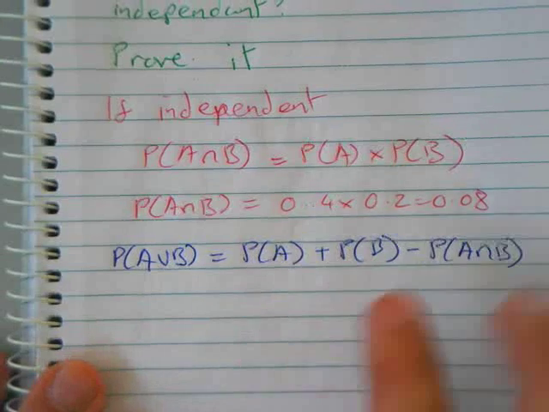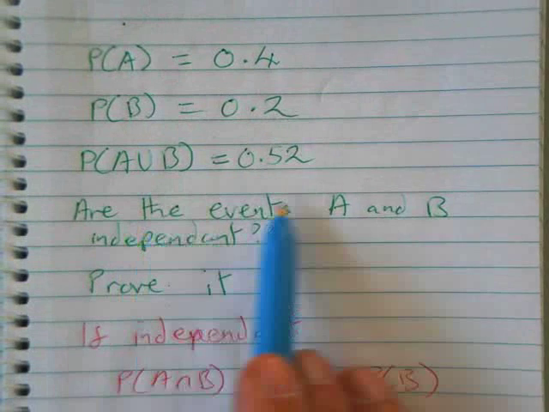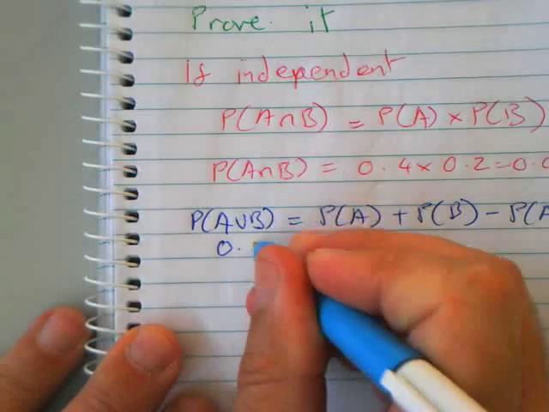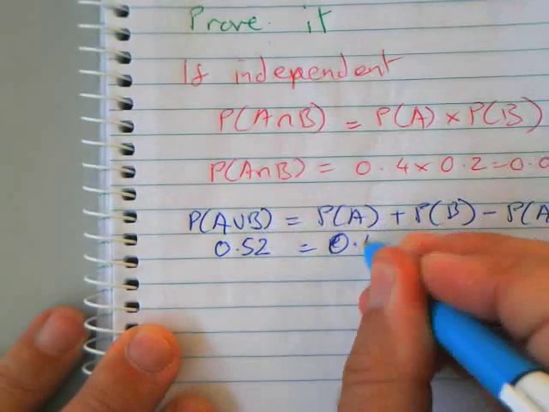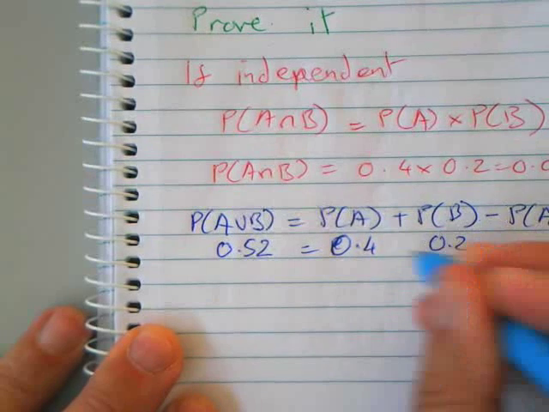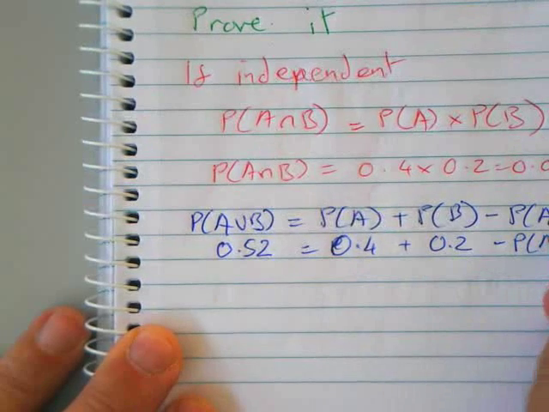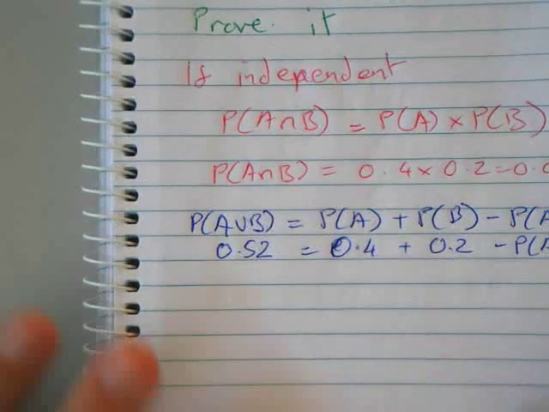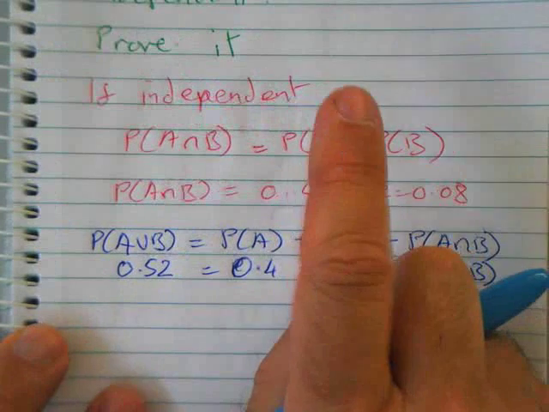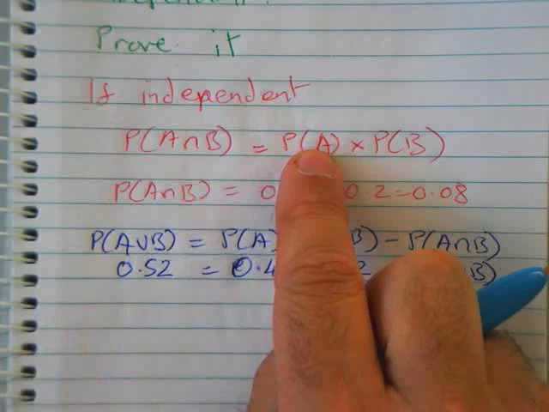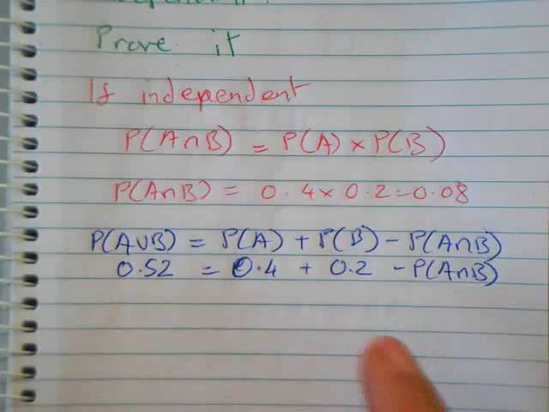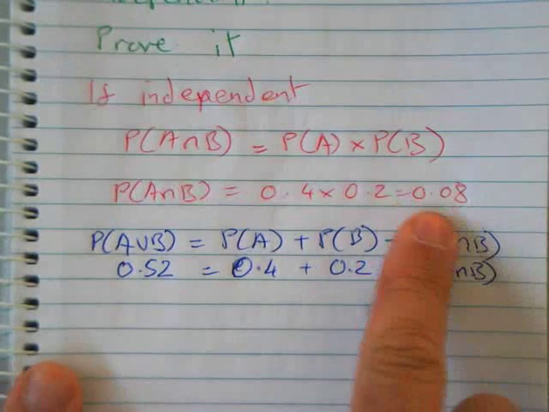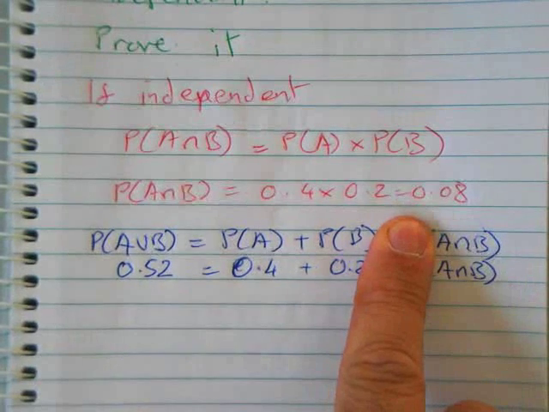I already told you that the probability of A union B is 0.52. I told you the probability of A was 0.4, and I told you the probability of B was 0.2, minus the probability of A intersection B. Do not, under any circumstances, use the number you worked out there, because the question was, is it independent? If I told you it was independent, then you could use that number. But I didn't tell you, so you mustn't use it.